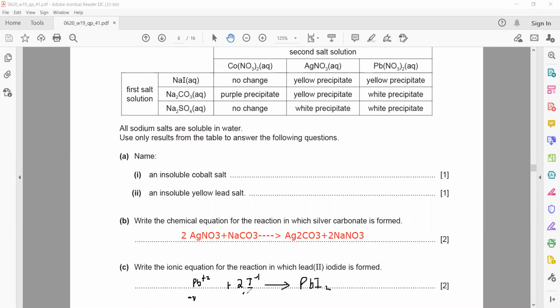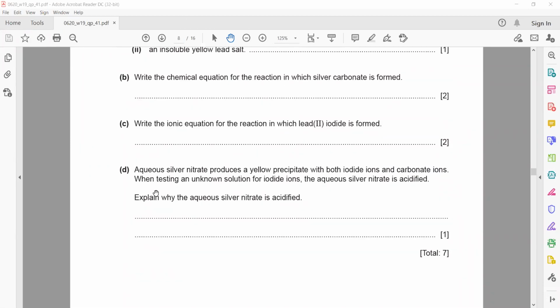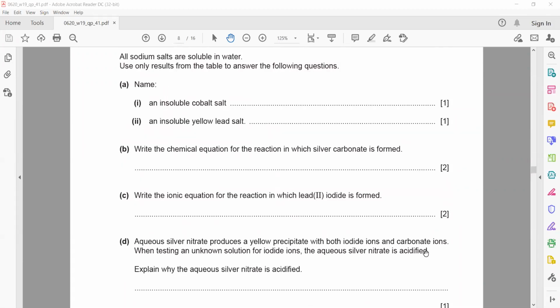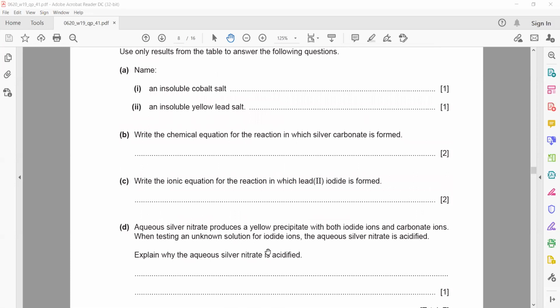Aqueous silver nitrate produces a yellow precipitate with iodide and carbonate. When testing an unknown solution for iodide, aqueous silver nitrate is acidified. Explain why aqueous silver nitrate is acidified. Basically what happened? Aqueous silver nitrate produces a yellow precipitate with both iodide and carbonate. So when testing the unknown solution for iodide ion, why do we acidify aqueous silver nitrate?